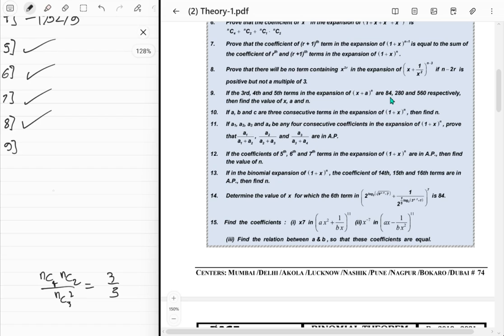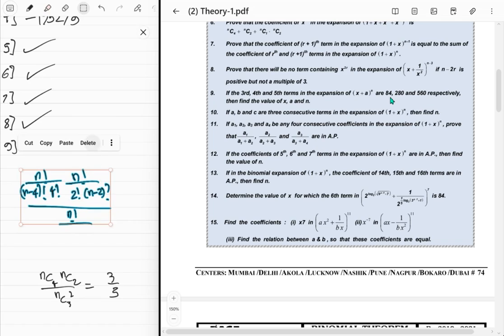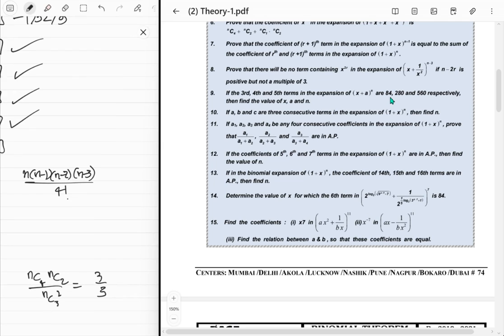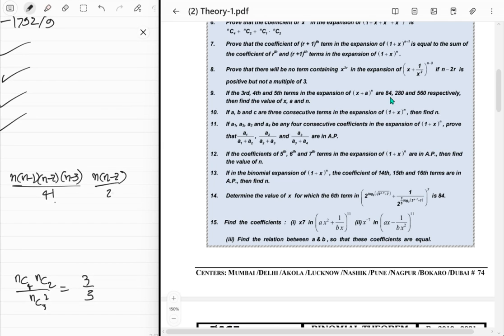So nC4 is n factorial upon n minus 4 factorial into 4 factorial, and you got this thing, n factorial upon 2 factorial into n minus 2 factorial, and then upon n factorial, or instead let's not use this, let's write it down normally. So n into n minus 1 into n minus 2, n minus 3, right, all of that upon 4 factorial, and then it's going to be n into n minus 1 upon 2 factorial, and that upon n into n minus 1 into n minus 2 upon 3 factorial, this thing squared, by the way. So you can see this n will cancel.